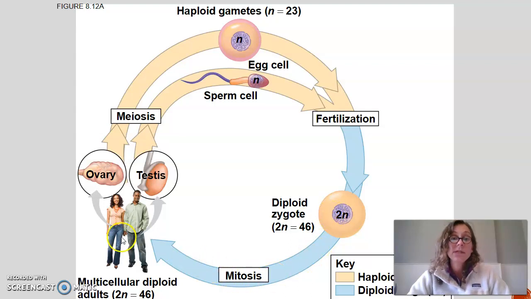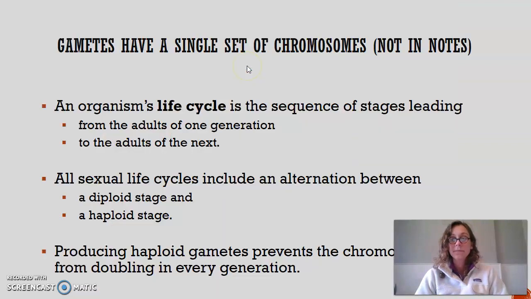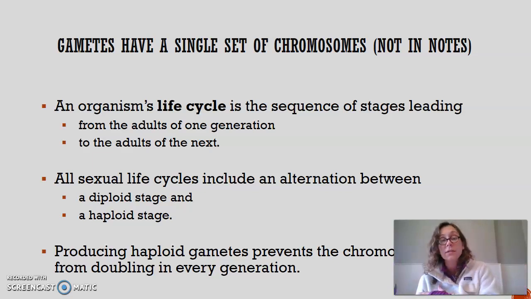So then you have mitosis creating humans, and then humans produce eggs and sperm through meiosis, that then reside in their ovaries or their testes and wait for the day where fertilization will occur. So when we talk about life cycles, it's just a sequence of stages leading from adults of one generation to the adults of the next generation.